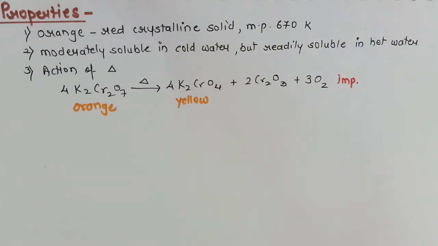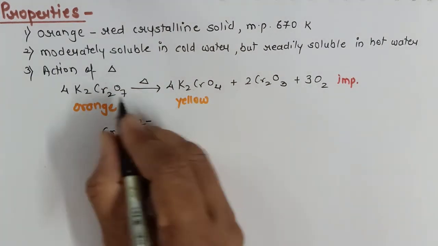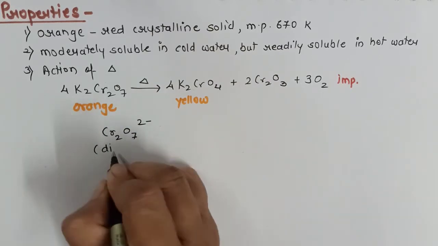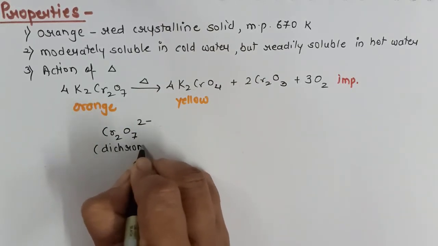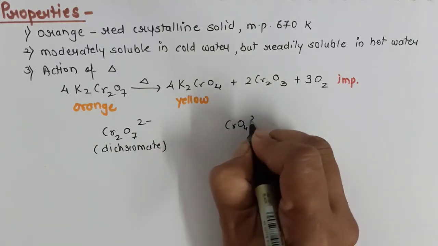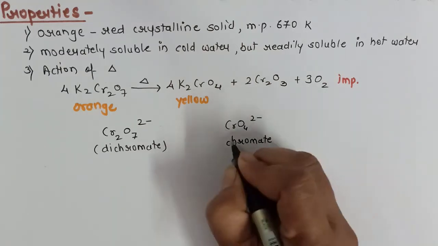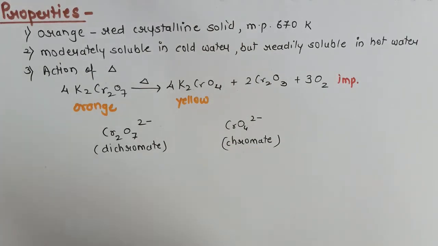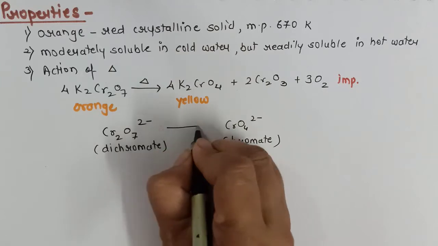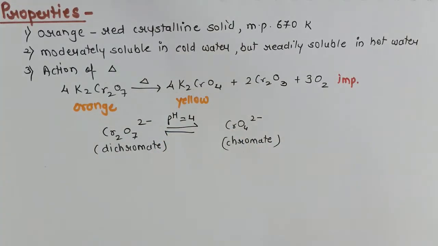So here we have seen there are two types of ion: Cr2O7 2-, that is the dichromate ion, and CrO4 2-, that is the chromate ion. Now both these ions are interconvertible at pH equal to 4. But if the pH varies, then these get converted to the other form.